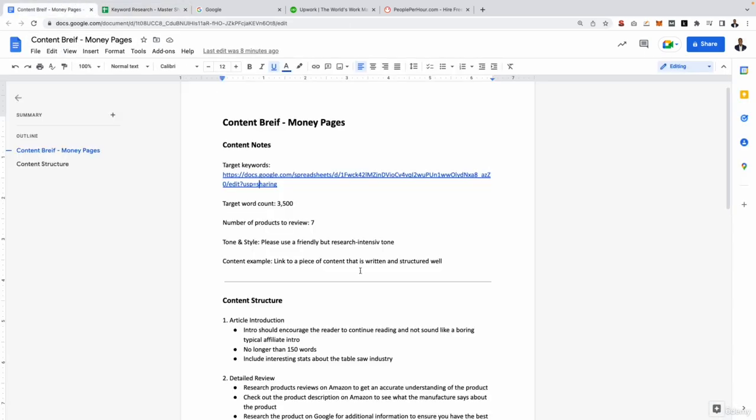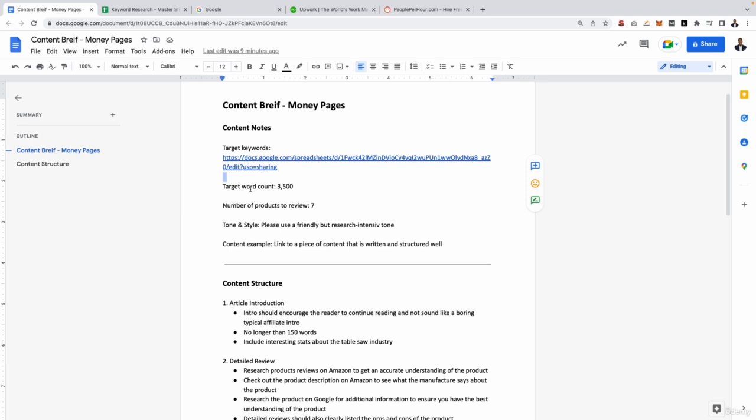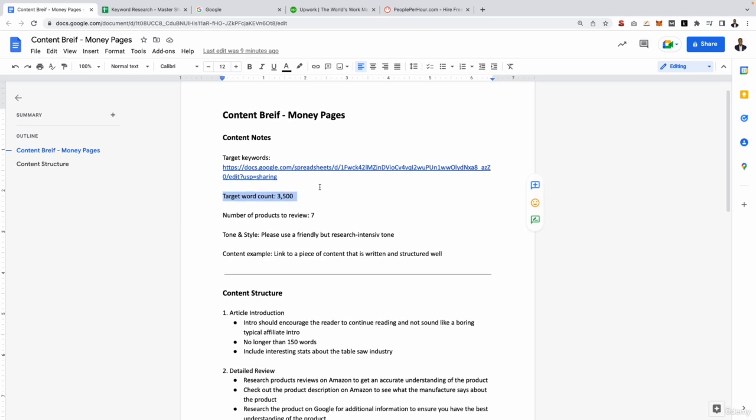So giving them a link to the keywords they are targeting just makes things so much easier. You don't have to go back and forth or even compile a long list of keywords. That definitely will make this really messy. The second thing I always provide them with is a target word count. I've already shown you how to come up with a word count in the previous videos, but you just want to be upfront and let them know that as well.